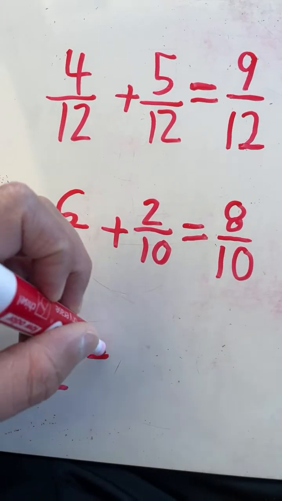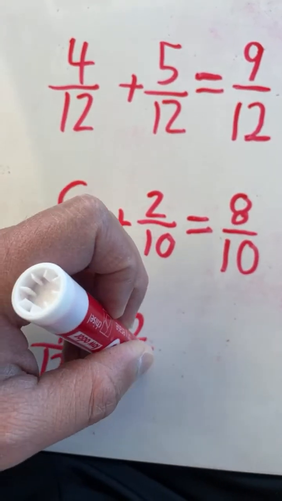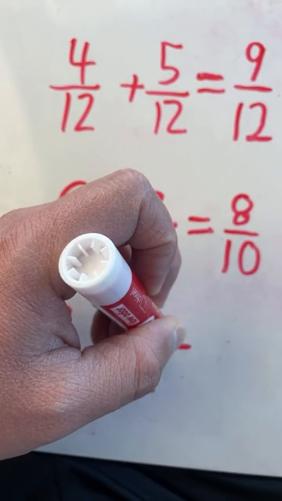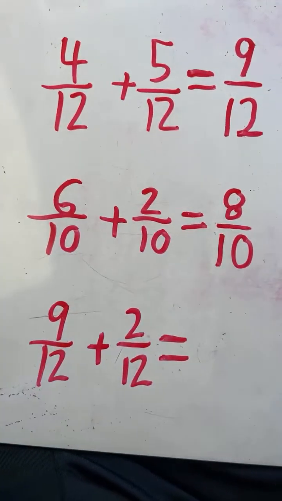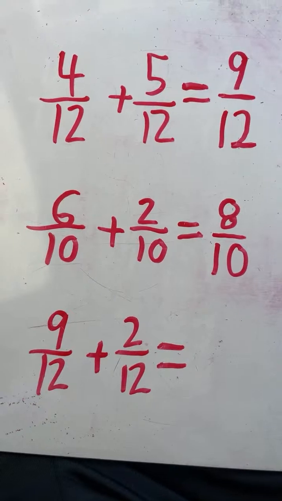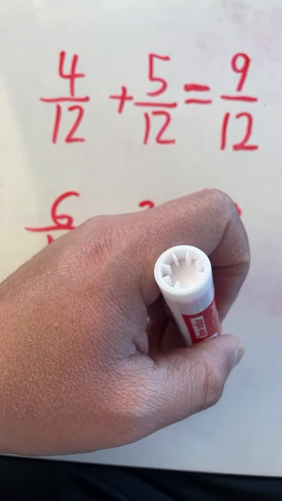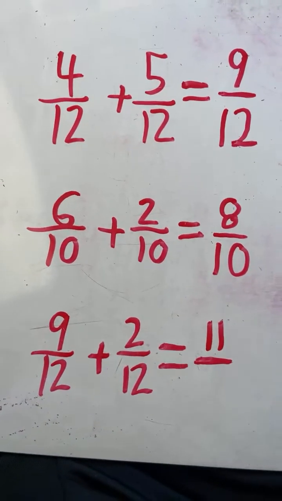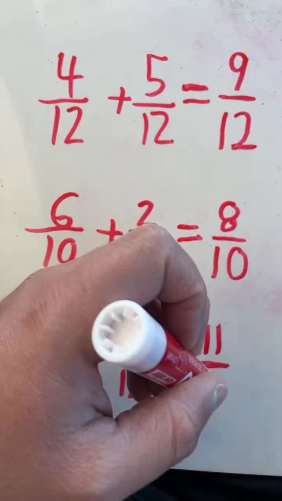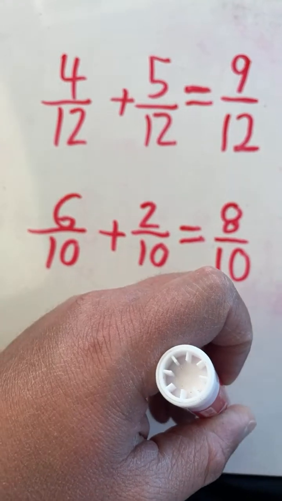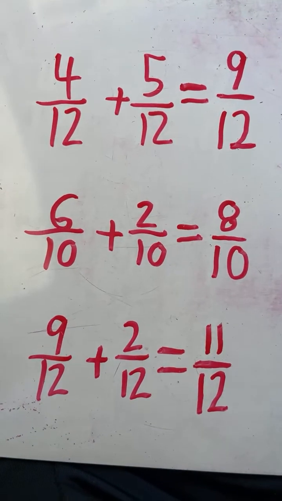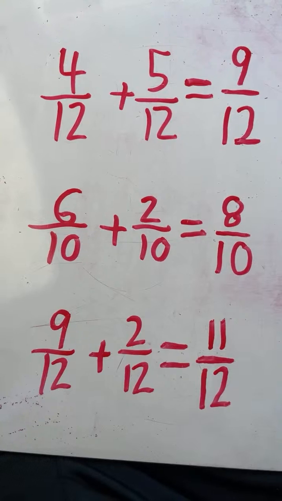Nine 12ths plus 2 12ths. Nine plus 2 equals 11. Our denominator is the same for both fractions, so that's going to be the same in our answer, and we have our final answer. 9 twelfths plus 2 twelfths equals 11 twelfths.